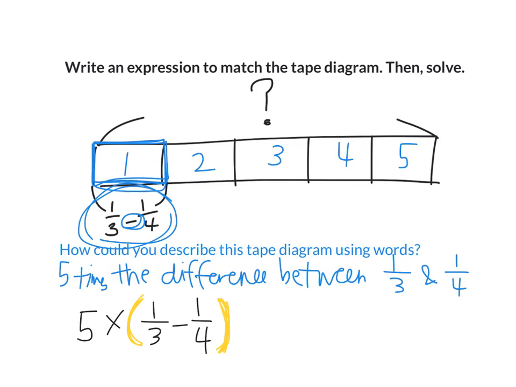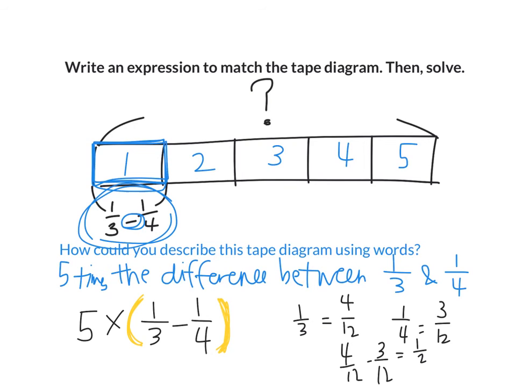Okay. Now we need to solve it. Well, according to our math equation, what do we need to do first? 5 times 1/3? No, 1/3 minus 1/4. But we can't do that because we need an LCD. What would the LCD be? So 1/3, let me erase this equal sign because this is not equal. Okay, 1/3 is equal to how many twelfths? Okay, and 1/4 is equal to how many twelfths? So what's the difference between 1/3 and 1/4? 1/12, because 4 twelfths take away 3 twelfths is 1/12.